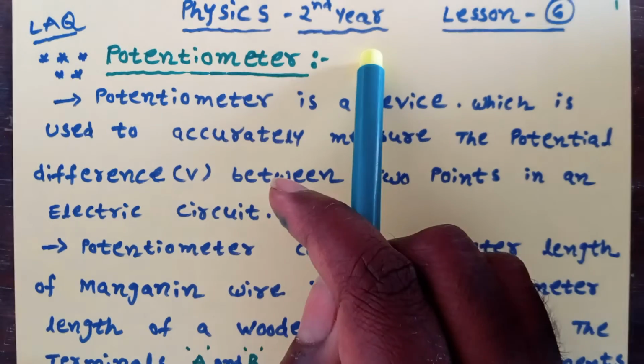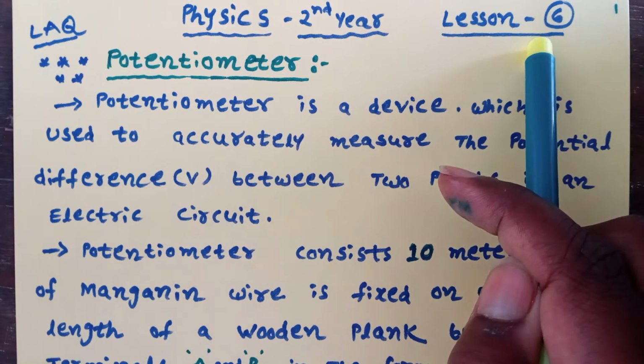Dear students, Physics second year, lesson 6, current electricity. Topic name is to determine the internal resistance of a primary cell.